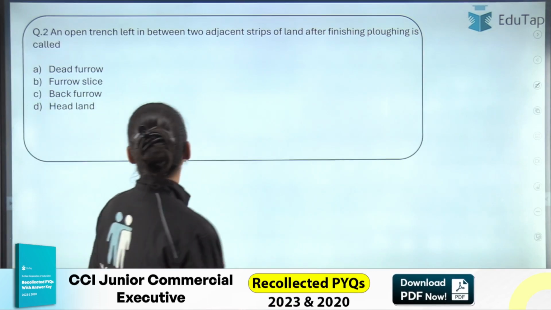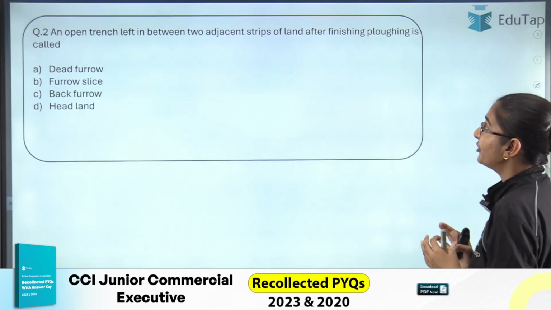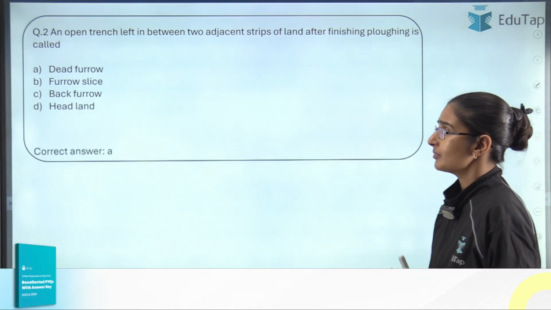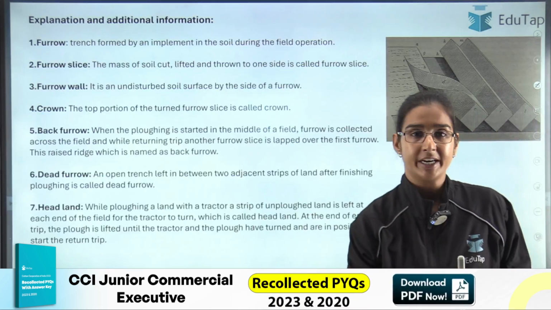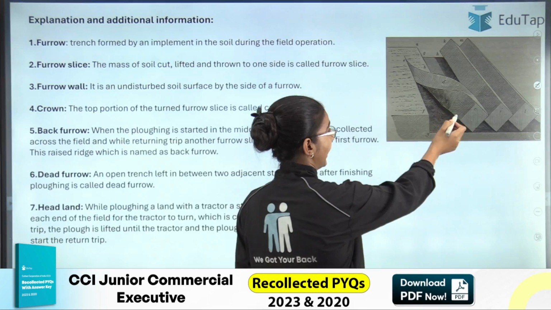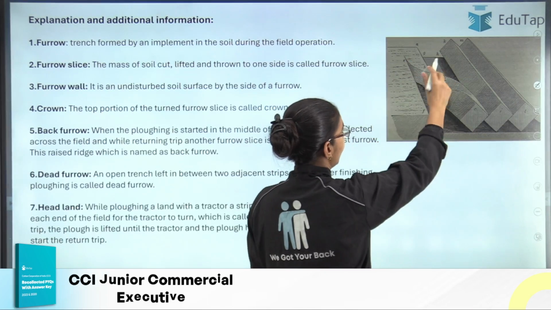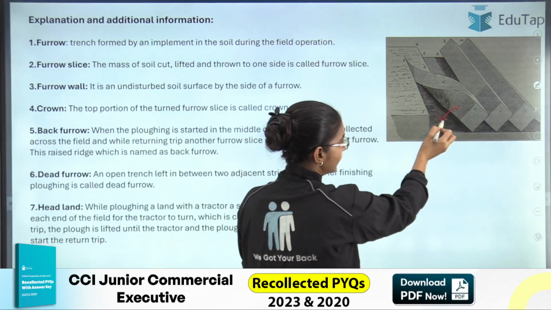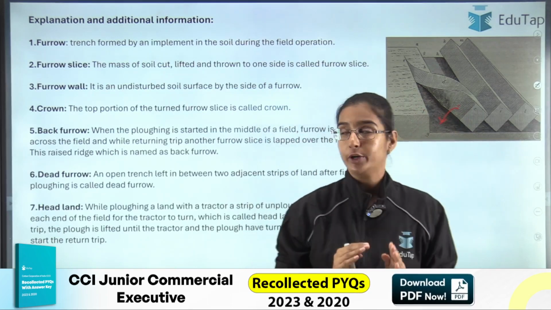The next question says that an open trench left in between two adjacent strips of land after finishing plowing is called what? So the correct answer here is option A, dead furrow, right? Now, we have studied what plowing actually is. And if you see here in this picture, you will get an idea what plowing actually looks like, right? So this was the slice of land initially, and this has been turned upside down. This part used to be the downward side of the soil. Now it has come up on the upside, right? So that is essentially what we do in plowing.